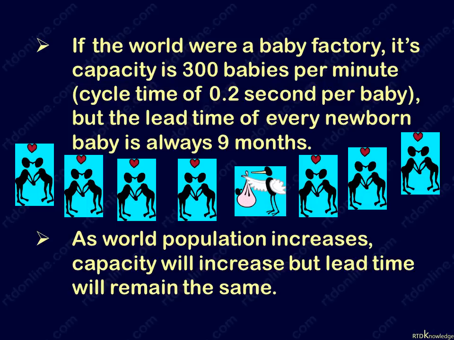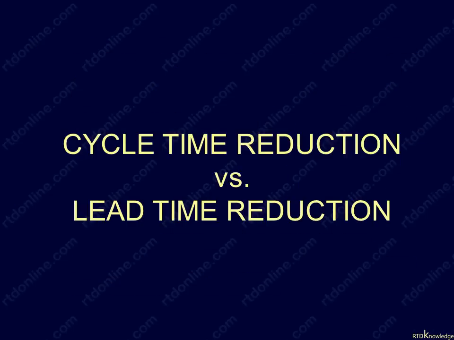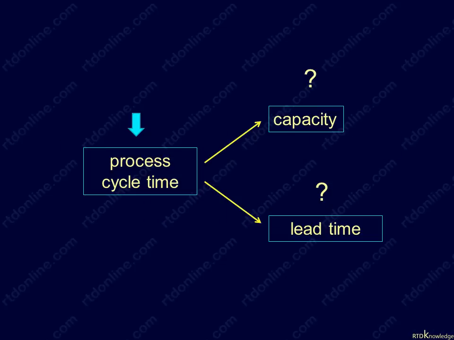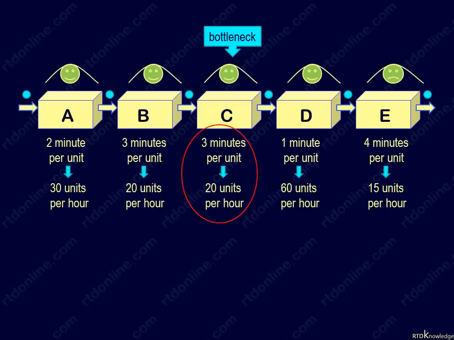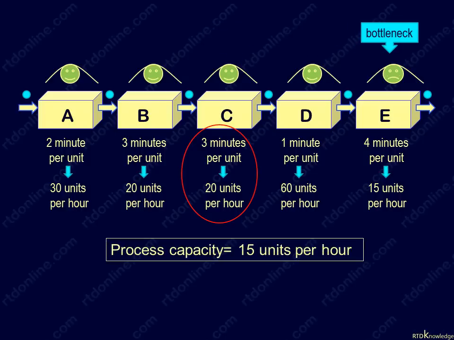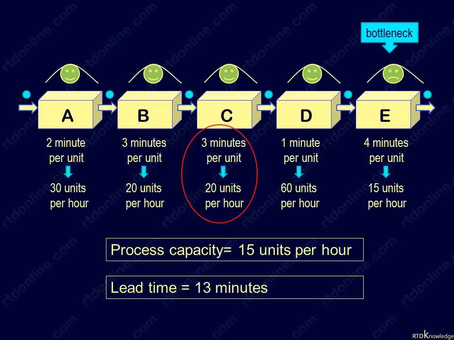Next, let's see what happens when you reduce cycle time and lead time. Let's first try reducing cycle time and see what happens to our capacity and lead time. Our process capacity in our previous example is 12 units per hour. Suppose by improving the efficiency of our bottleneck operator C, we can cut the cycle time from 5 to 3 minutes. Since the bottleneck now shifts to station E, our capacity increases to 15. Consequently, we've also cut the lead time from 15 to 13 minutes.